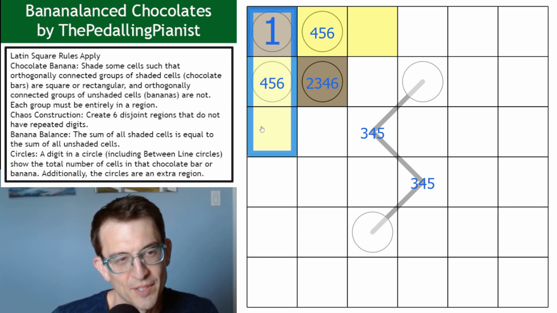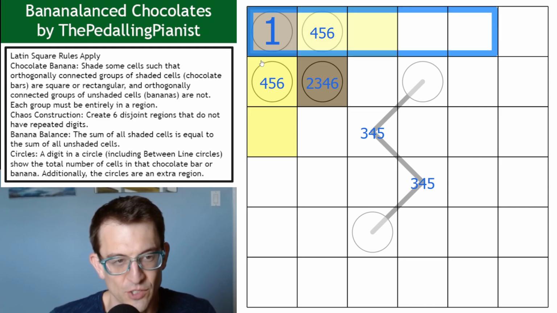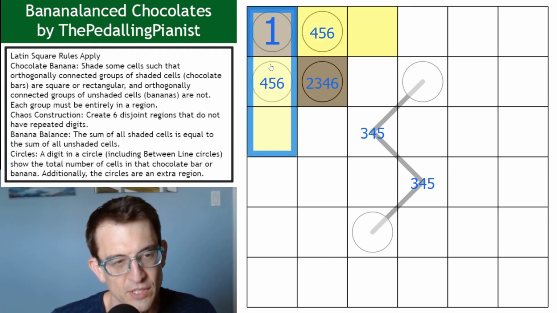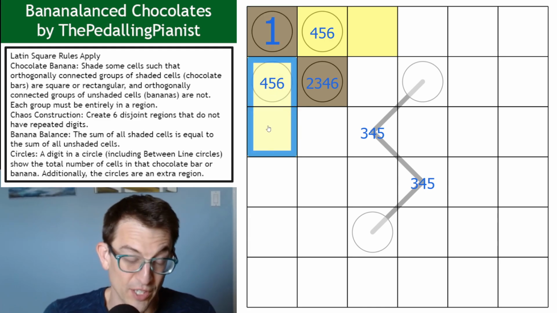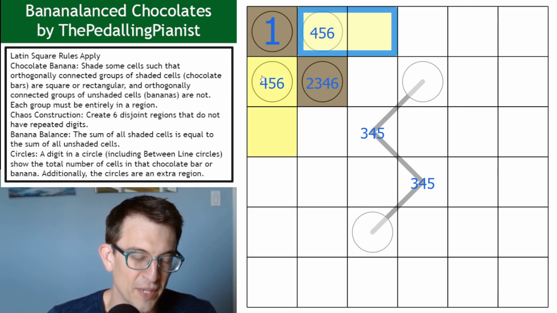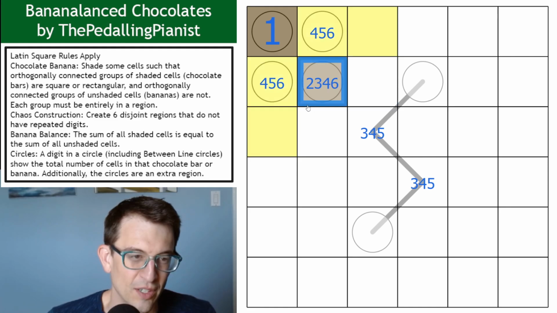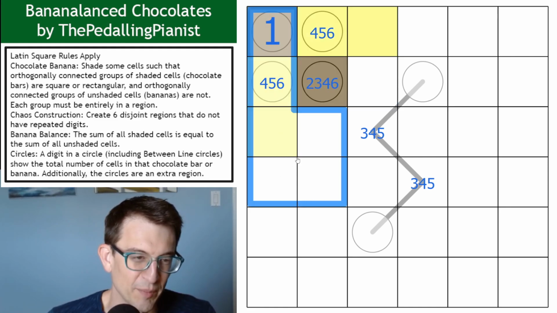Okay, now I'm thinking about this one connecting this banana, because wherever the 1 connects, I knew this before, I don't think I said it, that it can't connect to a 6. Because each chaos construction region cannot split either a banana or a chocolate, wherever the 6 is has to be its own region. It can't combine with any other bananas or chocolates. So 1 and 6 would be 7 cells in the same region, wouldn't work.